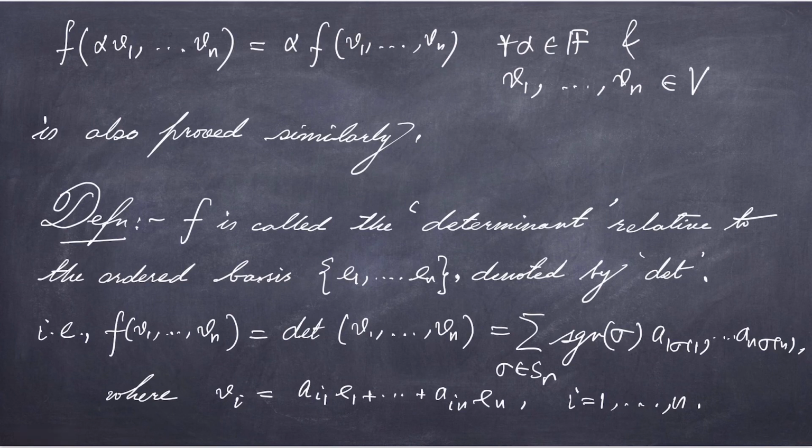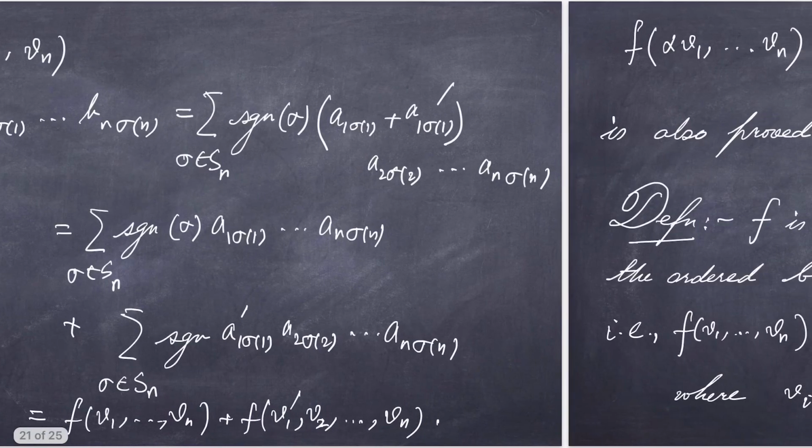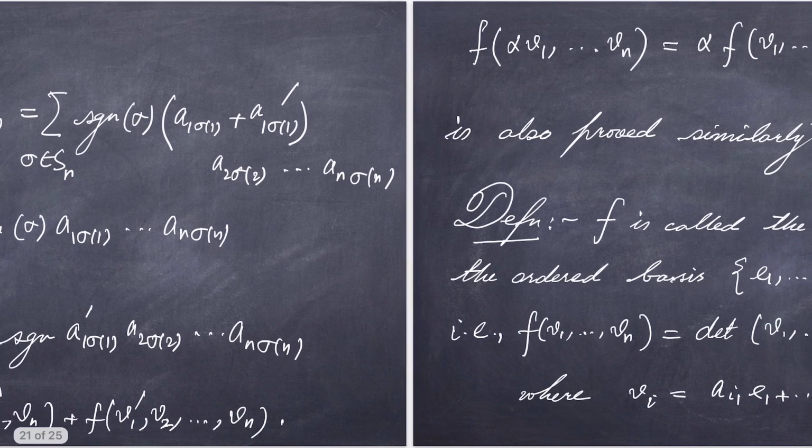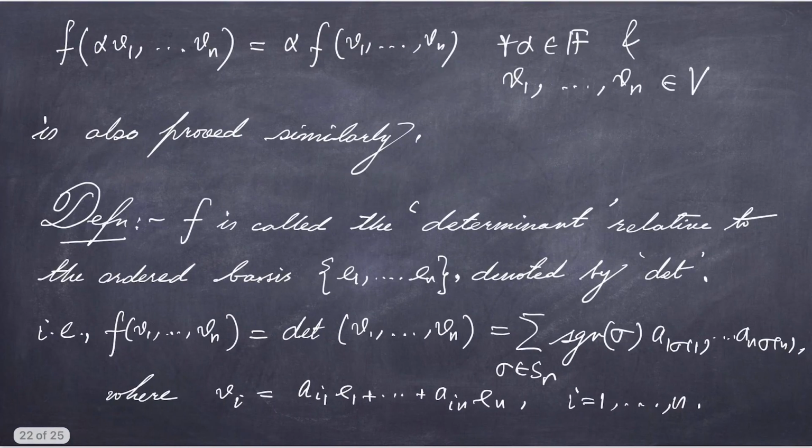So yeah, thus we are done with the theorem. Now let's make two definitions. Now let's make a definition here. Given u1 to un, the f which exists and is unique, that we have seen, in view of this, is called the determinant function relative to the ordered basis u1 to un.